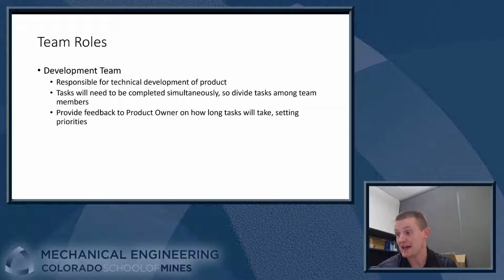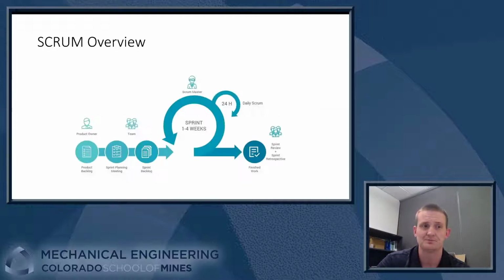So there's going to be tasks during this semester that need to be completed simultaneously. So you'll be dividing those tasks amongst the team members. And an important thing that the development team needs to do is provide feedback to the product owner on how things are going, how long tasks will take, and setting priorities. So giving the technical feedback of what's important to include in the prototype, and also how long it will take the team to complete those tasks so that we can all be on the same page when we're planning out how to complete this project.